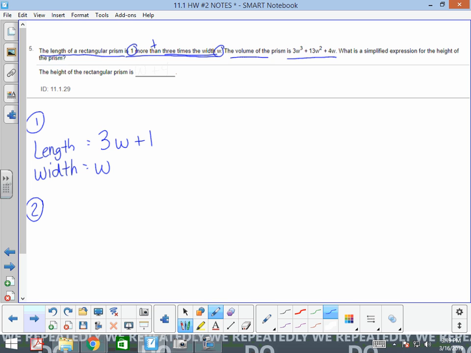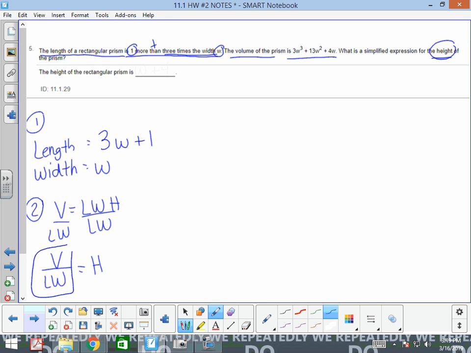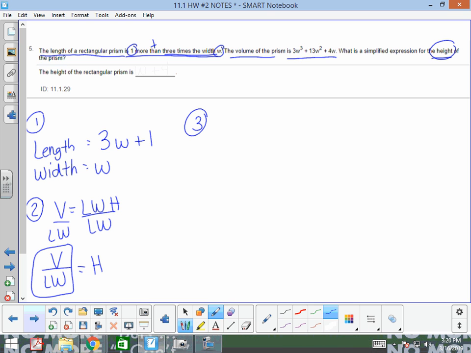Second, the volume of a prism is 3W cubed plus 13W squared plus 4W. What is the simplified expression for the height of the prism? So first, let me remind you that volume is length times width times height. Now, since I am looking for height, I'm going to solve this expression for h. So I'm just going to rewrite it so that it's volume over length times width equals the height. Now I'm going to use this expression for my third step to find what the height is.